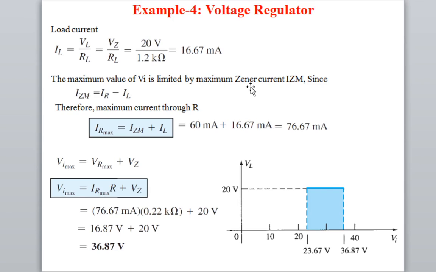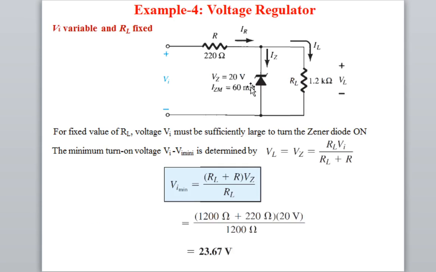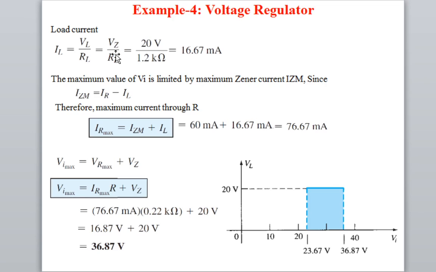Now we can find out the load current, because if the Zener is in the on state, we know that this voltage will be equal to 20 volt, so the load resistance is known. So the load current IL is equal to VL upon RL, and this VL is equal to VZ, so VZ upon RL, that is 20 volt divided by 1.2 kilo ohm, that is 16.67 milliampere. So the load current is 16.67 milliampere.